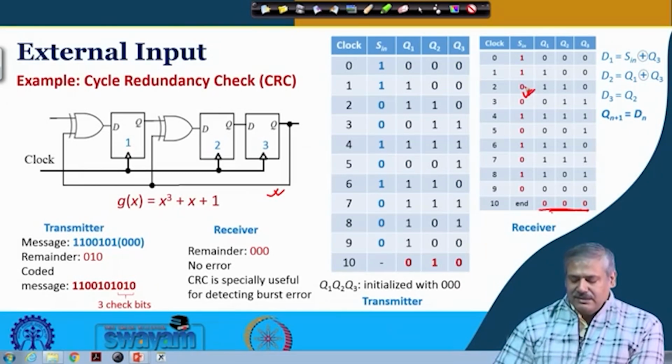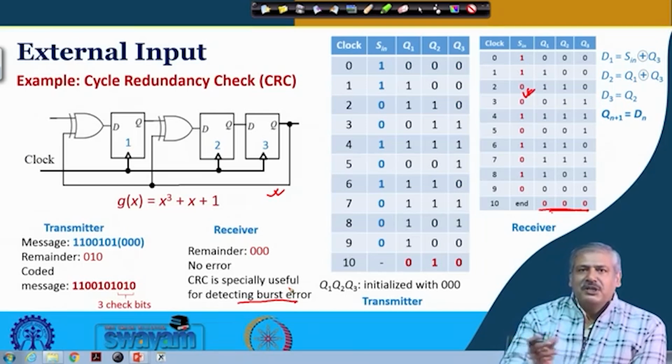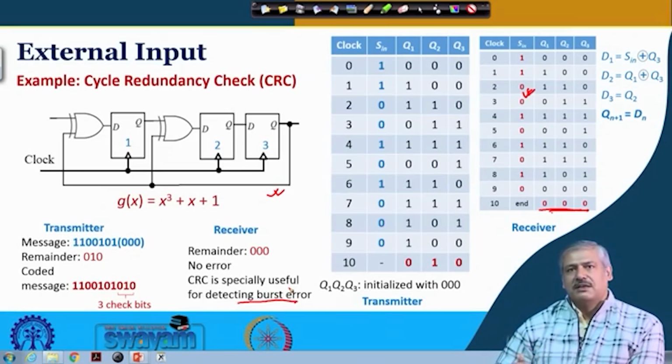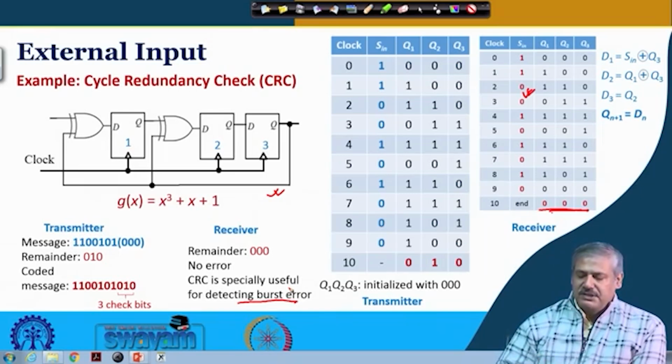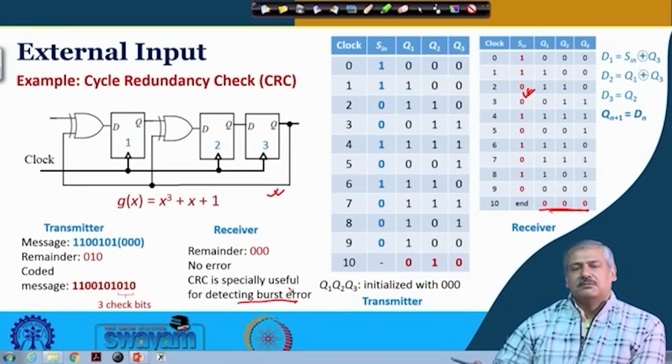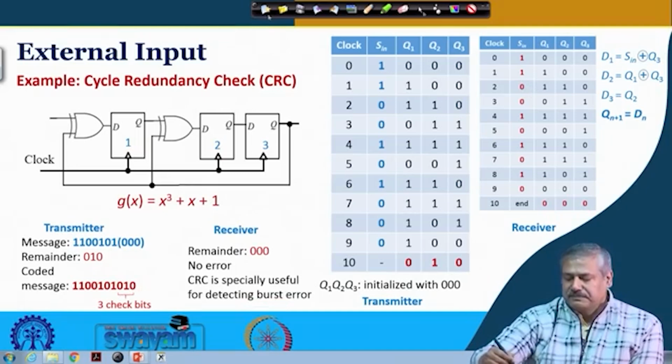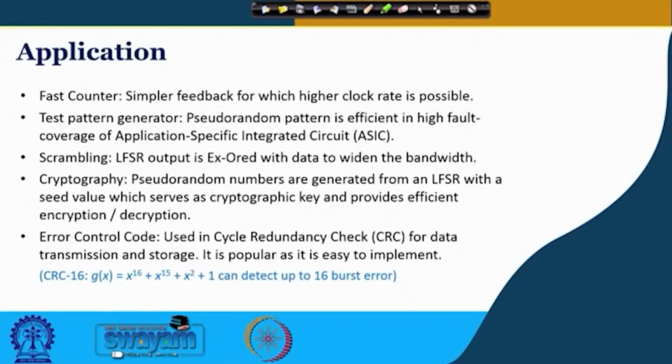And this CRC code is especially useful for detecting burst error. Burst error means that because of noise, more than one, consecutive bits have become wrong. So, error has got into consecutive bits. So, this is the CRC code generation, and then its detection at the receiver side. This is the way the check bits are coming, and there the shift register is useful.